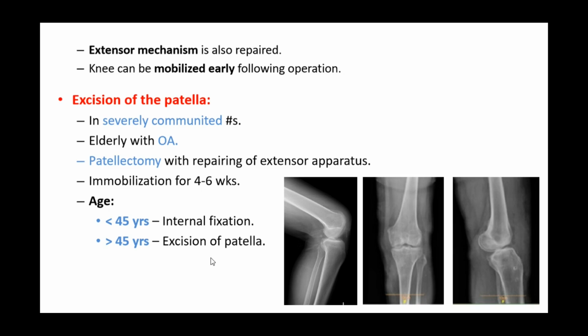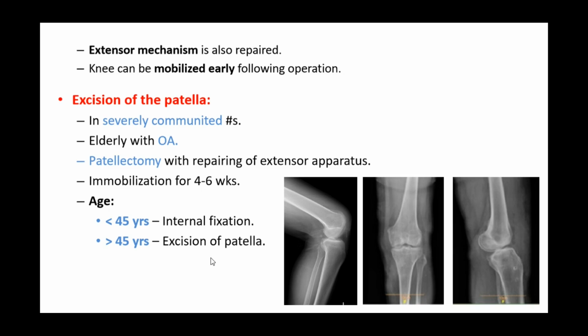Now next comes the excision of the patella. There are certain conditions where excision is recommended. The first is severe comminuted fracture, where we have many smaller fragments. So it's better to excise the patella instead of holding those small fragments together, because it is difficult to hold all of them together as the fragments are quite small. Next is if the patient is elderly and already has osteoarthritis around the patellofemoral joint. Third, patellectomy with repair of the extensor apparatus.